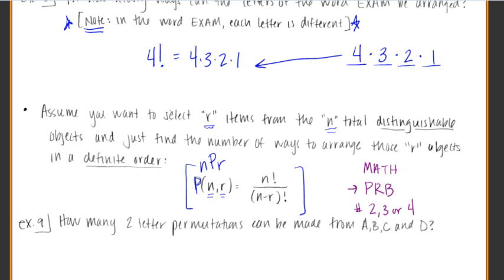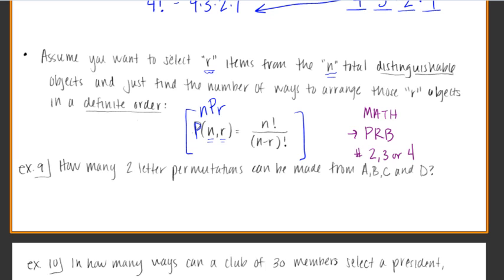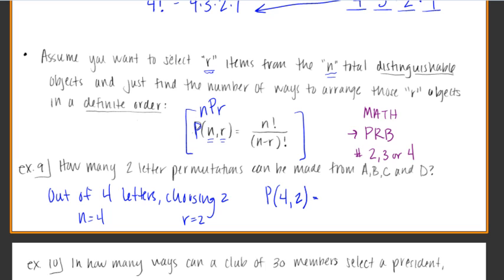All right, so let's use our calculators and do this one by hand, or two just by using our calculators, either way we want to. It says, how many 2-letter permutations can be made from A, B, C, and D? So we're going to say, out of 4 letters, what we're doing is we're choosing 2. In other words, n equals 4 and r equals 2. So we want to know how many different permutations. It'll be a permutation of 4 items, I want to pick 2.